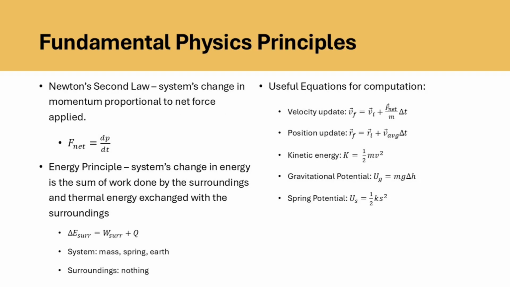For fundamental principles, we use Newton's second law and the energy principle, which tells us the system's change in energy is the sum of work done by surroundings and thermal energy Q exchanged with the surroundings. Our system is mass, spring, and earth, and surroundings is none. Useful equations we use are the velocity and position update formula, kinetic energy, gravitational potential, and spring potential energy formula.